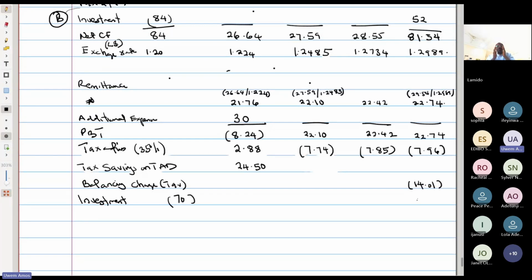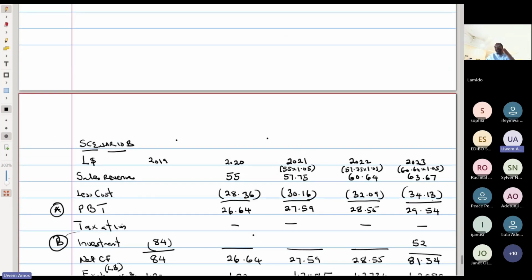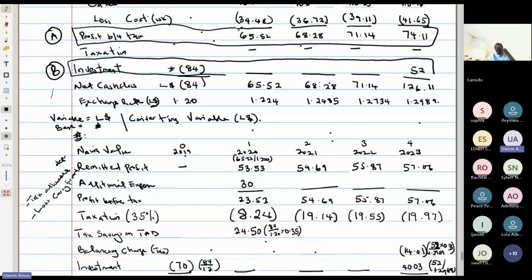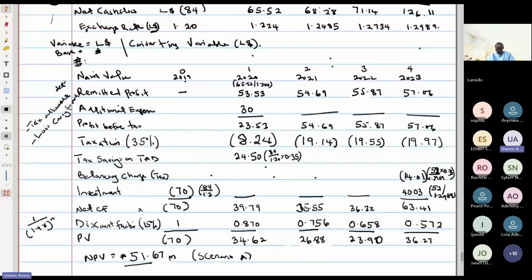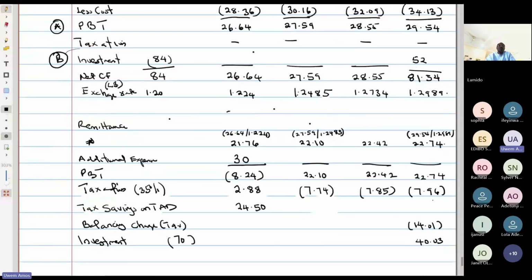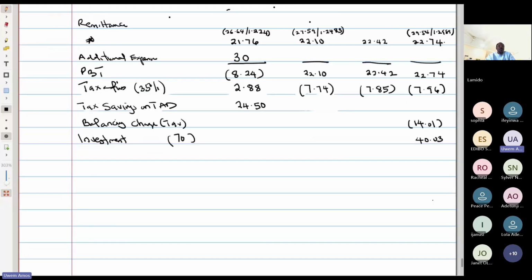$70 and then 40.03. So I think that's about the only other item that needed to go in. Yeah, that's all. These other items are the same. It doesn't change for scenario B. The only thing that changes was revenue and cost. So that's why we just copied down. We didn't need to stress ourselves with the computation on that again.